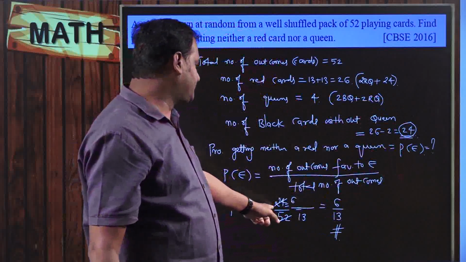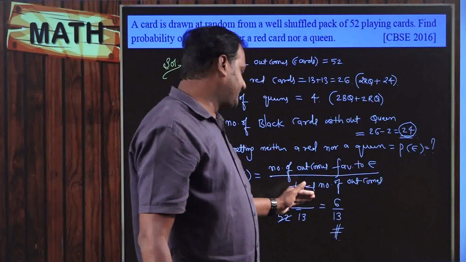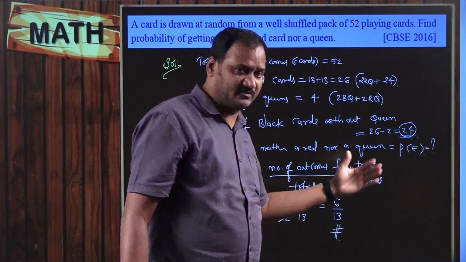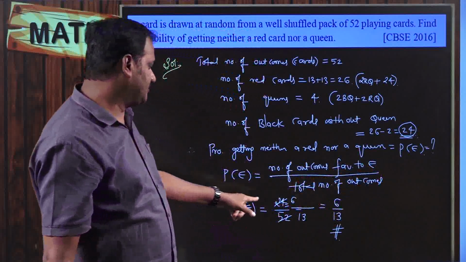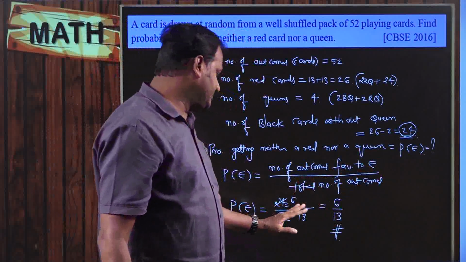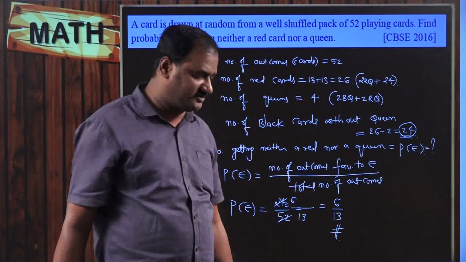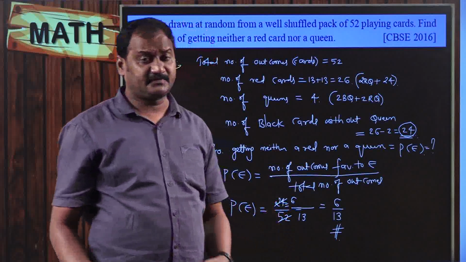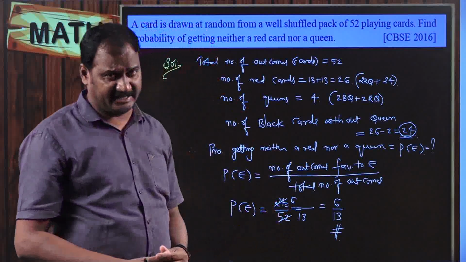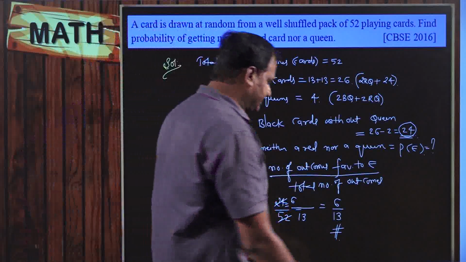So the probability is the number of favorable outcomes divided by the total number of outcomes, which is equal to 24 divided by 52. Both can be cancelled by 4. 4 sixes are 24 and 4 thirteens are 52. So 6 by 13 is the probability of getting this event, right? Moving on to the next problem.